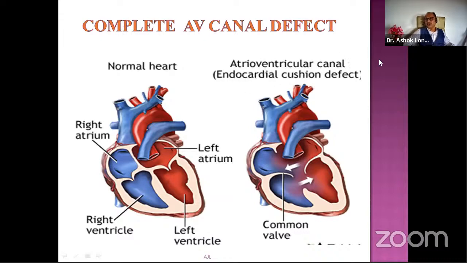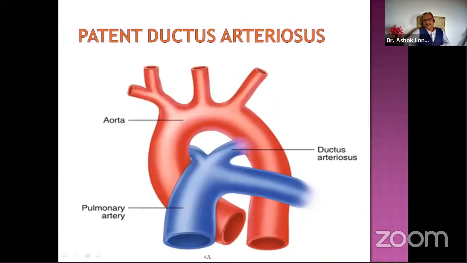This is called the endocardial cushion defect, because this cushion, which is supposed to develop in embryological life, has not developed, and hence the septum is not developed. What happened? These upper and lower chambers remain connected to each other. This is also rare.